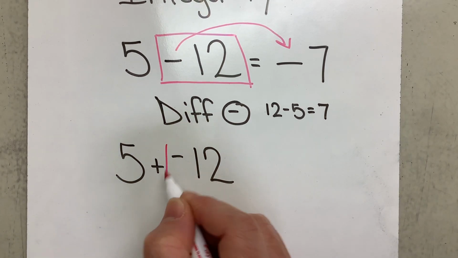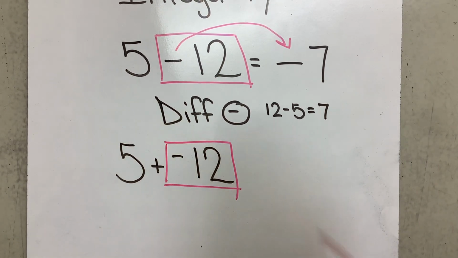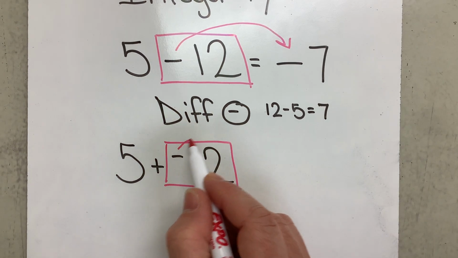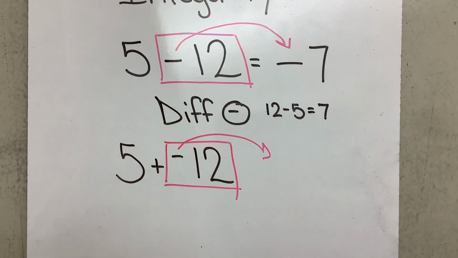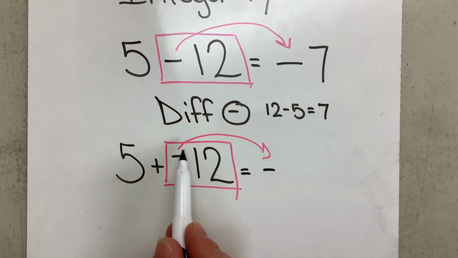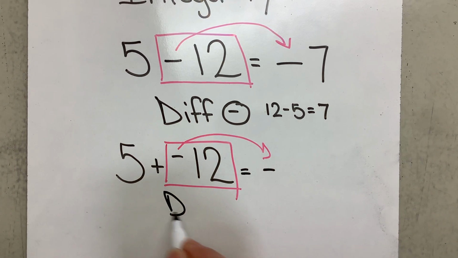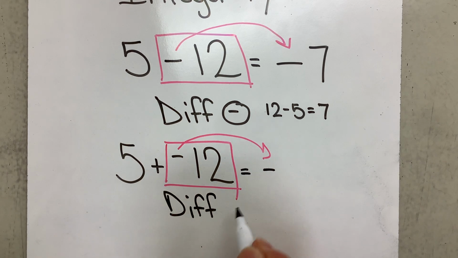Again, we're going to box the bigger number, think absolute value. Whatever is in there is going to be your sign for your answer. These are still different. We have a positive and we have a negative, so they are still different, and we are going to subtract. 12 minus 5 is still 7. Okay.